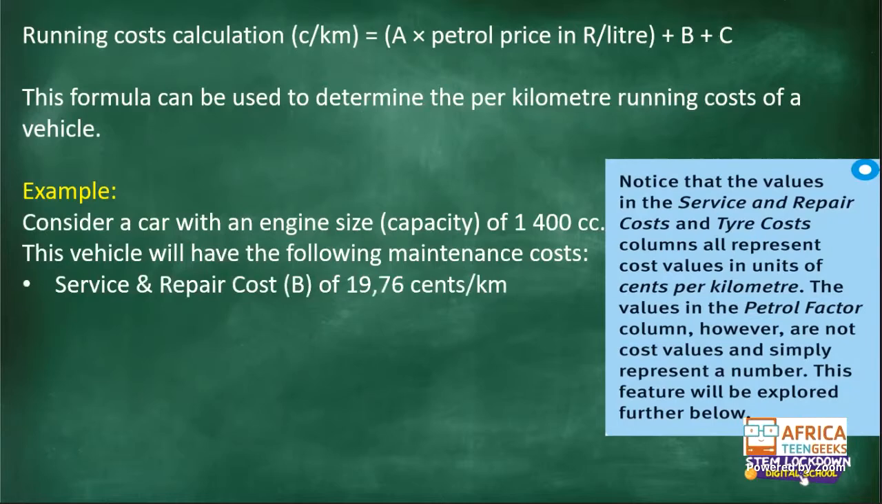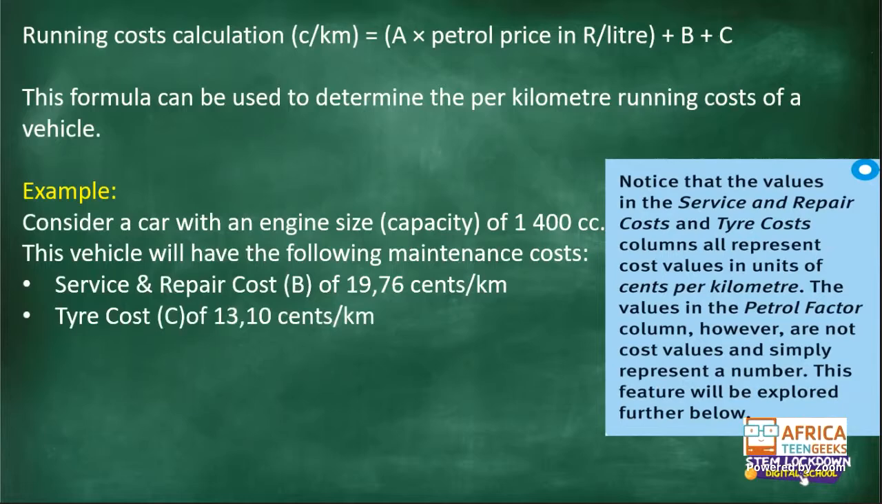One, the service and repair cost, which is in B. You will see that it will be 19 cents per kilometer. So remember that table that I've just shown you in B, that is the service and repair cost. And then, of course, you will also have the tires cost, which is 13 cents per kilometer.